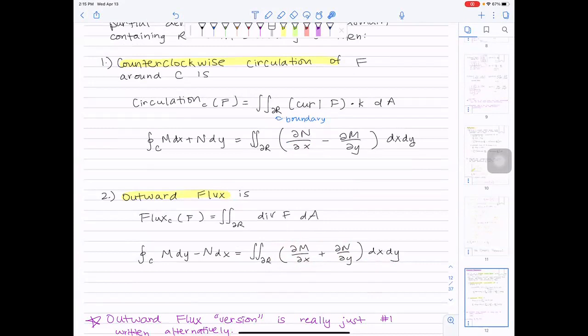So one question: over there, with the circulation equals the curl of that dotted with K, K is a vector 0, 0, 1. Yes. But is it that by definition K is always 0, 0, 1, or just in that case? K is always 0, 0, 1, as long as you're referring to the K vector. Oh.